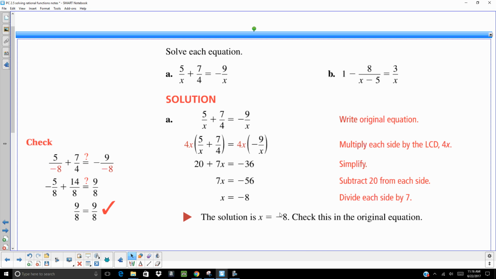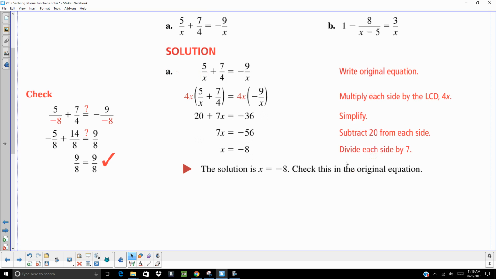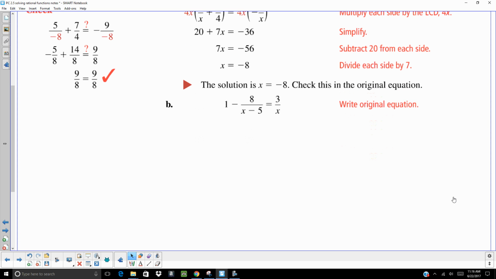Kind of curious, did anybody think of another way to solve this problem? You could have also subtracted 5 over x from both sides and created a proportion. Sometimes that works out that you're able to do something like that. A lot of times you can't, because on part B, there's really nothing you can do to create a proportion. Let's go ahead and do part B.